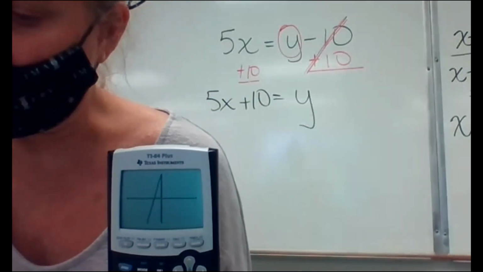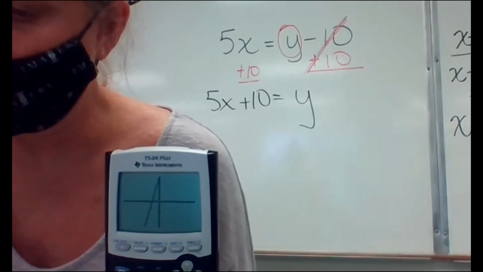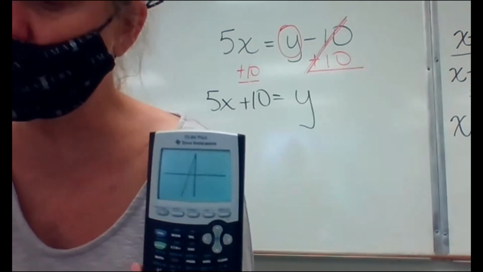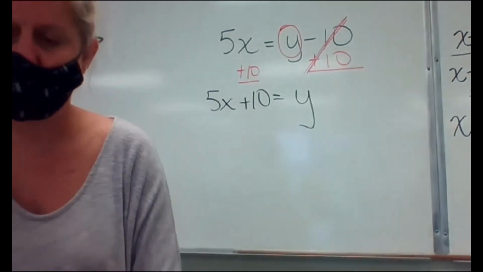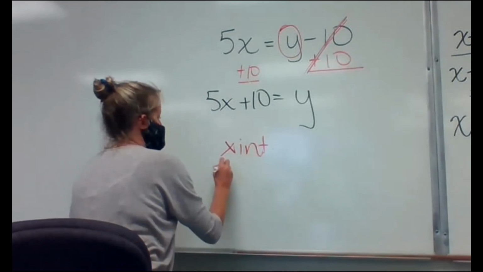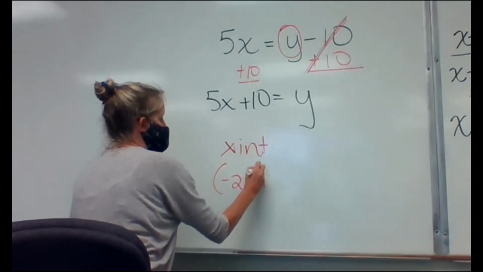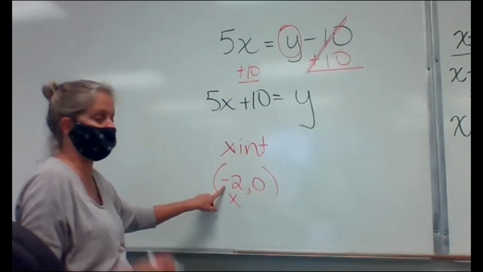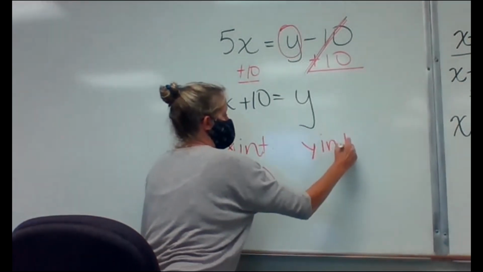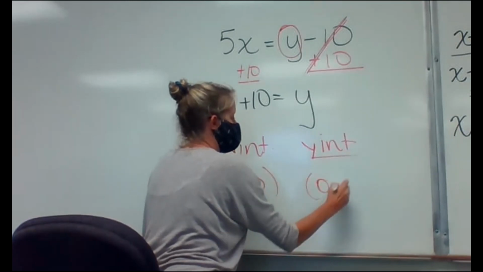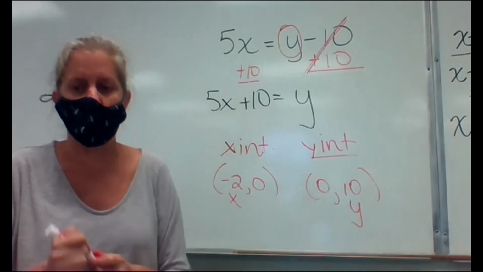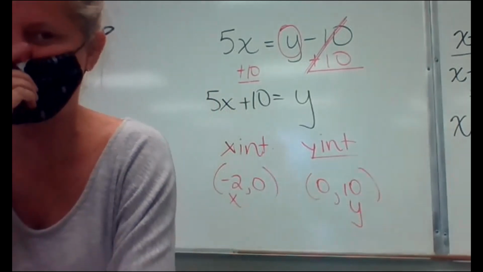D says the graph is a line with an x-intercept of -2 and a y-intercept of 10. So it's saying the x-intercept is at -2, 0. That means it's crossing through the x-axis at -2. It says the y-intercept is at 0, 10, which means it crosses through the y-axis at +10. Let's look at this.